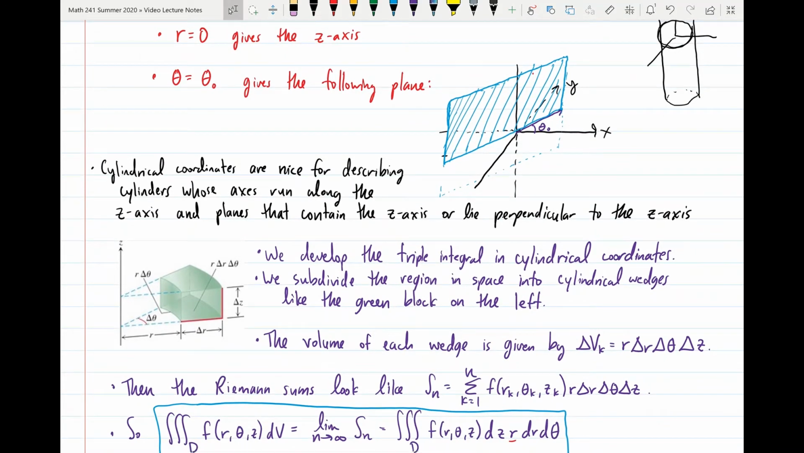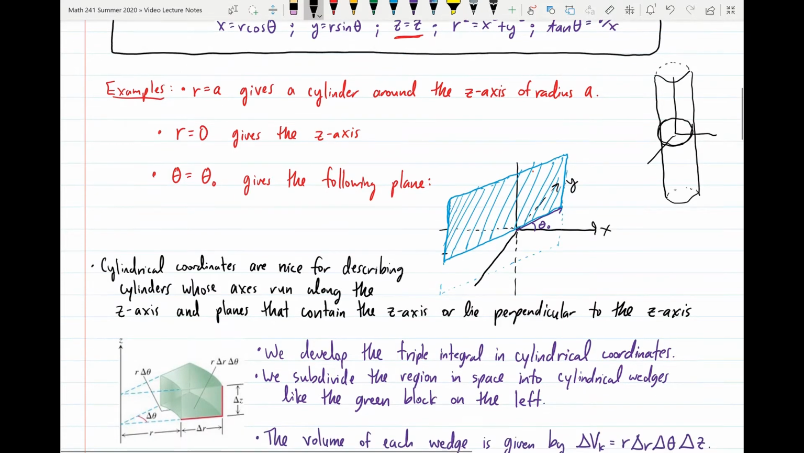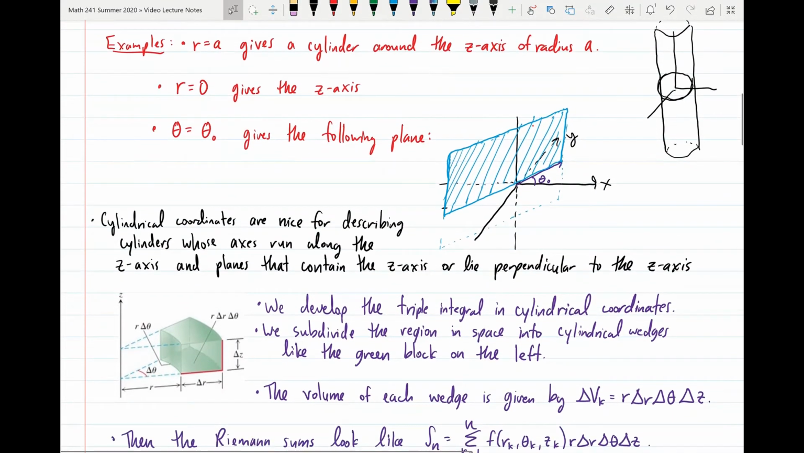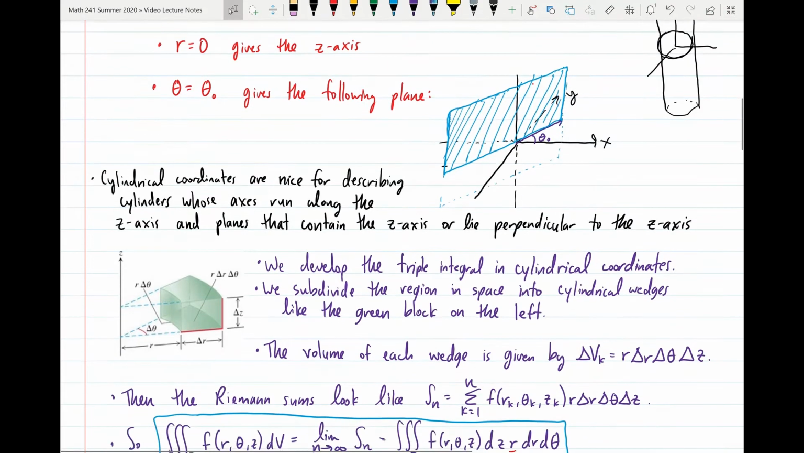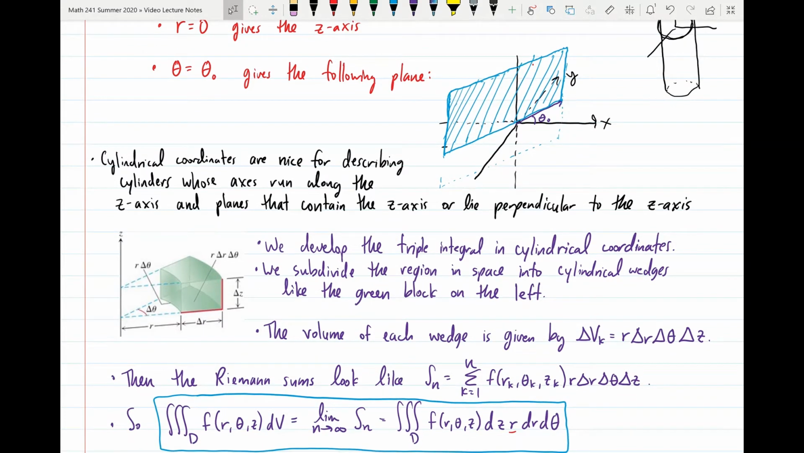Okay, so cylindrical coordinates are particularly nice for describing cylinders inside of space whose axes run along the z-axis or just parallel with the z-axis. In the example that I gave above, the central axis of the cylinder was the z-axis, but you can also have cylinders that are simply parallel to the z-axis that have different central axes. And also planes that contain the z-axis, so that would be like the case theta equals theta naught, or lie perpendicular to the z-axis.